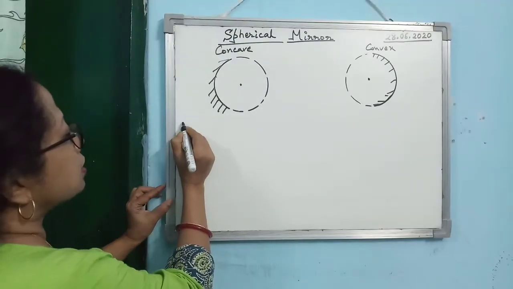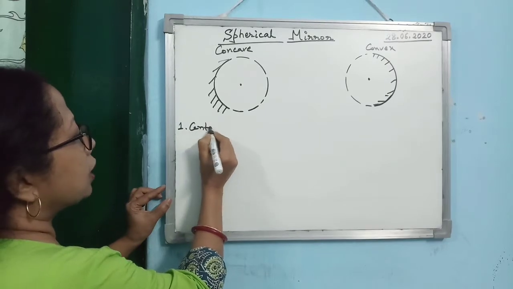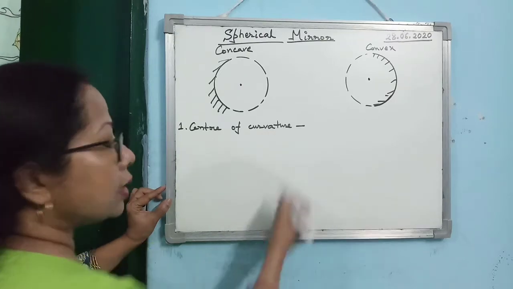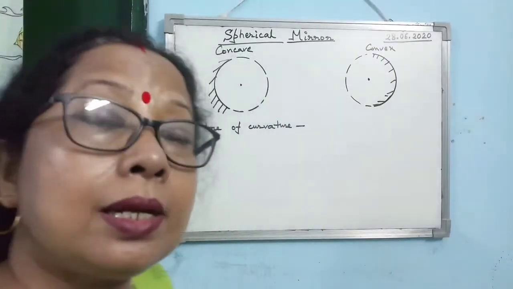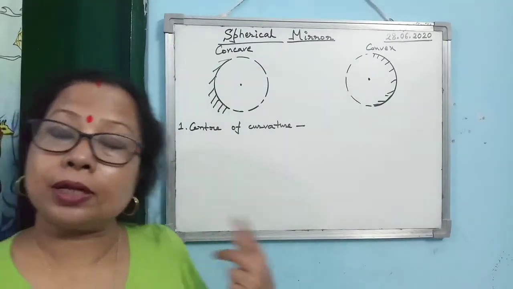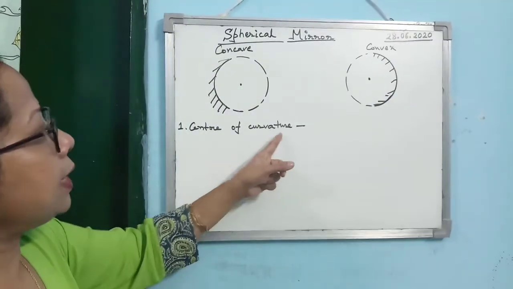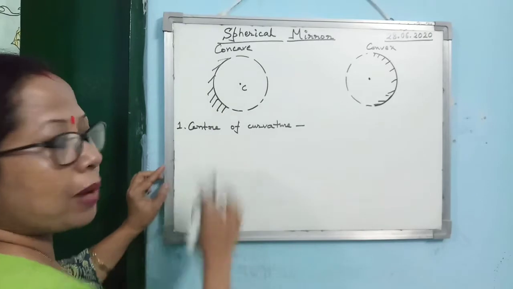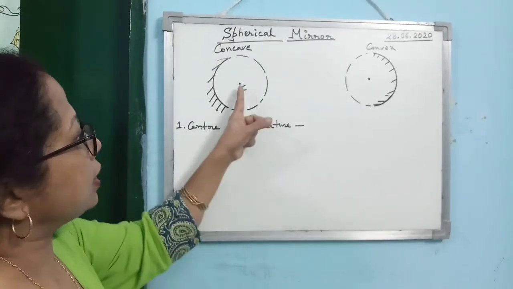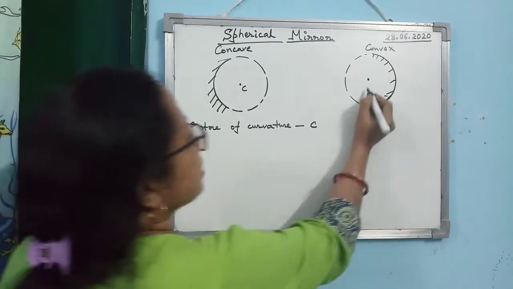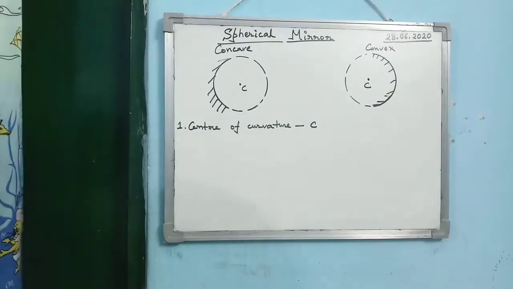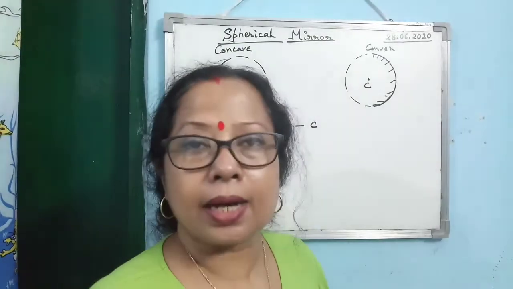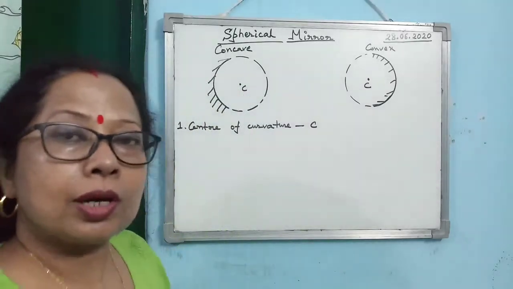Clear? Now the first term is center of curvature. All these terms you don't have to learn the definition, only you need the concept and you should be able to represent it in the diagram. Means you should be able to draw that particular diagram. Okay, now what is center of curvature? Center of the sphere of which the mirror is the part is known as the center of curvature. So here you see center of curvature is C. Here also center of curvature is C.